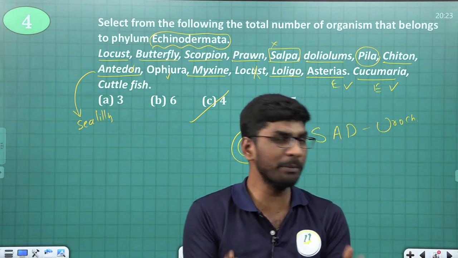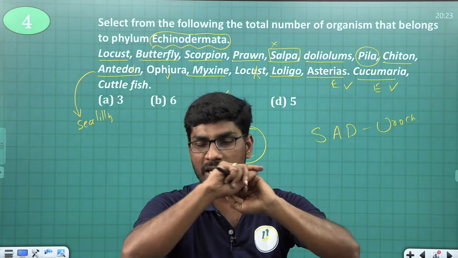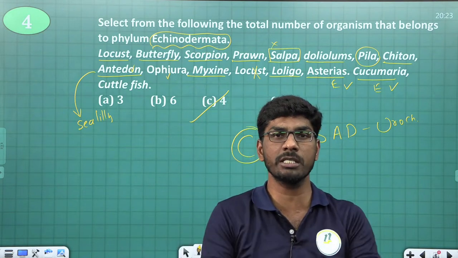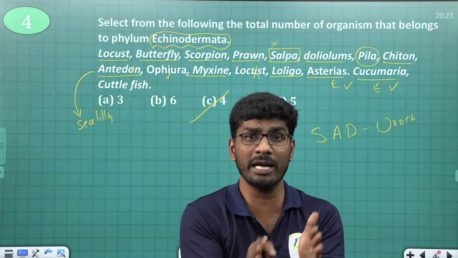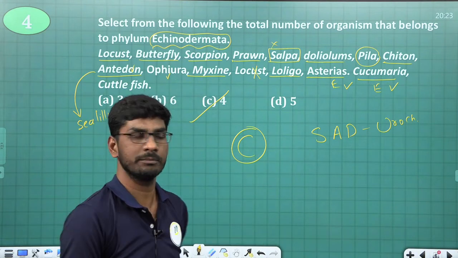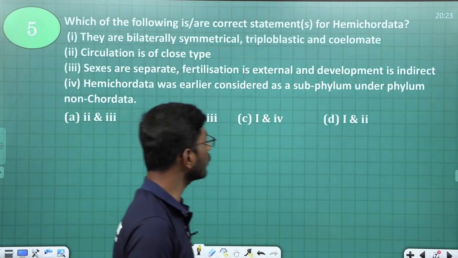Remember, beta, if you don't know the examples, we will never get the rank. 100% I'm telling you. It's been a long time I'm teaching for NEET. If you don't know the examples of plant and animal kingdom, waste means waste. Don't apply for the NEET. Waste of money. Look at the next question.